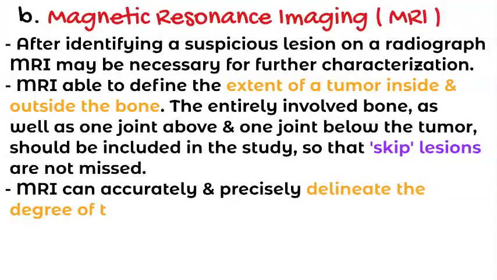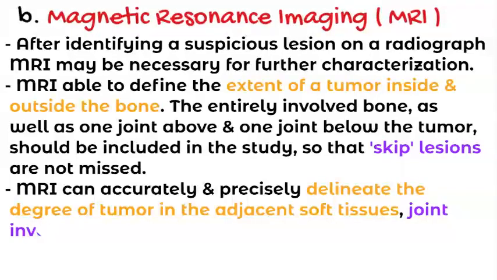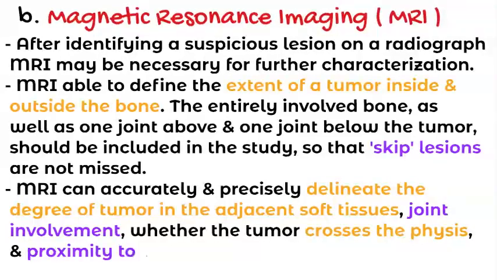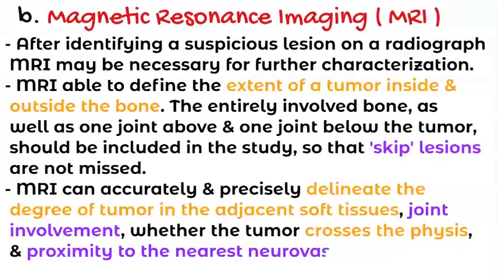MRI can accurately and precisely delineate the degree of tumor in the adjacent soft tissues, the joint involvement, whether the tumor crosses the physis, and proximity to the nearest neurovascular bundle.